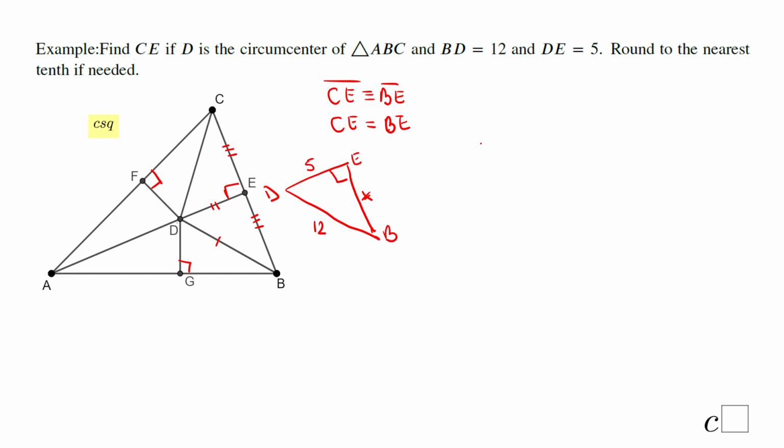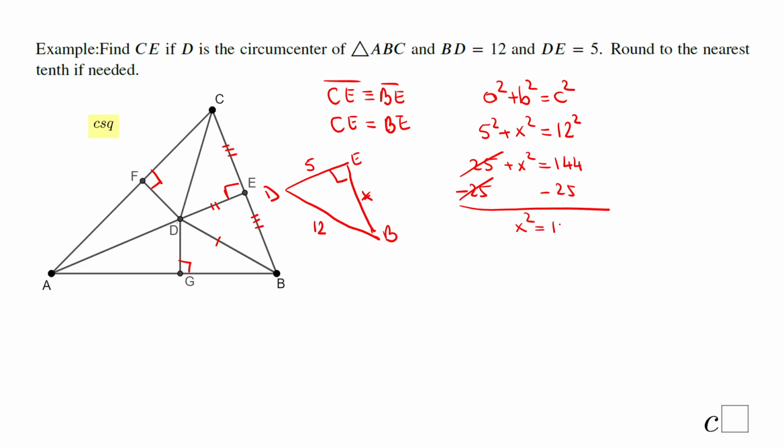Well, we have a theorem that will help us to do that, which is what? A squared plus B squared equals C squared, the Pythagorean theorem. Now be careful because this X now is a leg. So we're going to have 5 squared plus X squared equals 12 squared. So that will be 25 plus X squared equals 144. We're going to subtract 25 on both sides to solve for X squared. And the last step, we're going to take the square root of 119, and that will be how much BE is, because that's what we call X, right?